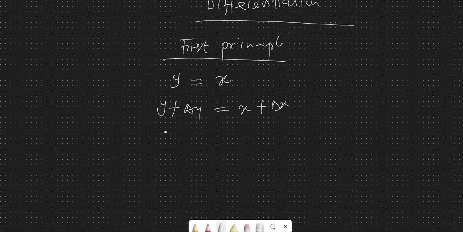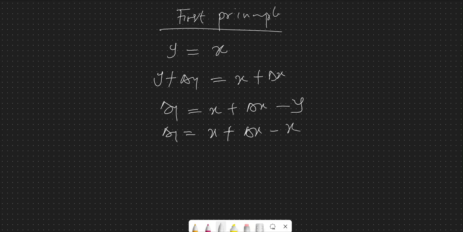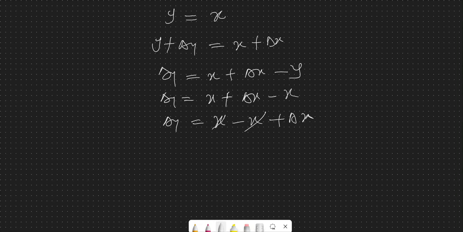So we have y plus change in y equals x plus change in x. Then we have change in y equals x plus change in x minus y, right? Since y equals x from the function, we can replace y to be equal to x. So we say change in y equals x plus change in x minus x. So this cancels this. Then we can say change in y equals change in x.